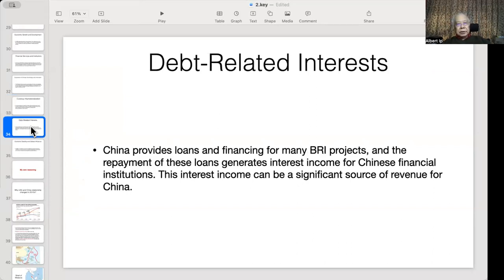That related interests. China provides loans and financing for many of these BRI projects. And of course, these loans create interest, and that interest will help Chinese financial institutes. This is similar to any other Western institute which gives loans to projects or governments in order to earn interest. So there's no difference here, and therefore I don't think this is really one of the main reasons for BRI.